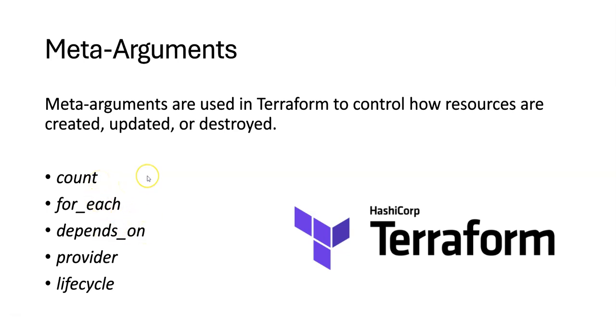To demonstrate it, I'm going to use my AWS console to provision an EC2 instance, VPC or subnets. Based on the meta argument, I am going to use different demonstrations. So let's jump into my Visual Studio Code to write the code to execute count.